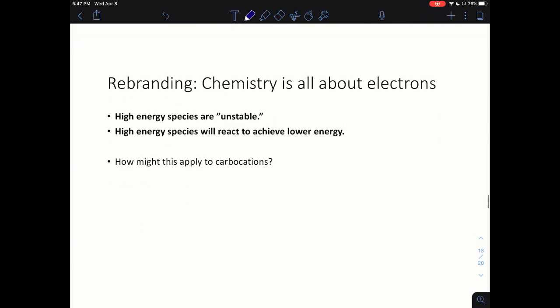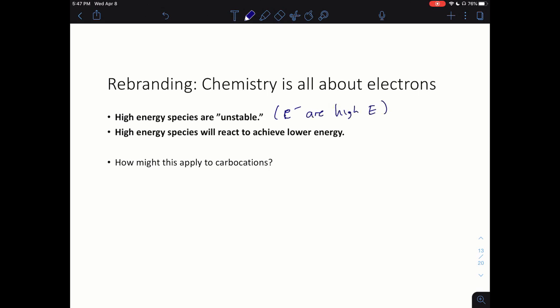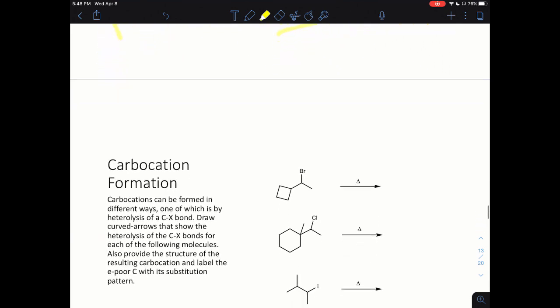Now we're going to rebrand this statement. So high energy species are unstable. And why is that? Well, that's because the electrons are high energy, right? They're in higher energy orbitals. And then high energy species, they're going to react to achieve lower energy. So before you move on, I want you to predict how this might apply to carbocations. And I'm not answering this question right now. I really need you, I'm serious. For reals. Pause and consider how this statement might apply to carbocations.